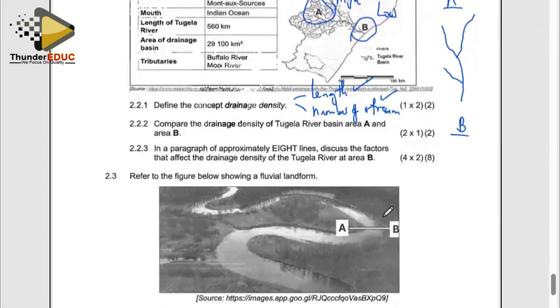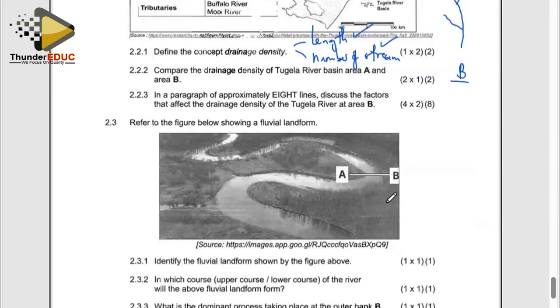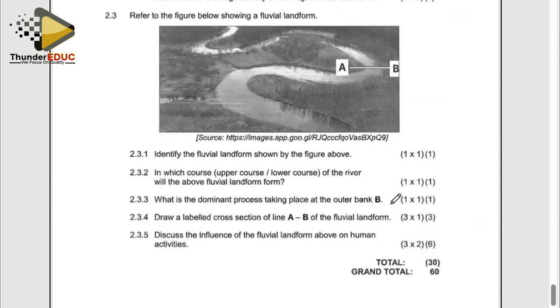Right. Next question is saying, in a paragraph of approximately 8 lines, discuss the factors that affect the drainage density of the Tugela River at area B. Right, I will try to simplify this. There is another question which we are going to look at, which is almost the same as this. So I'm not going to discuss again the same thing. I'm just going to highlight the question and we are going to see. Right, we want to look at factors that affect the drainage density at area B.